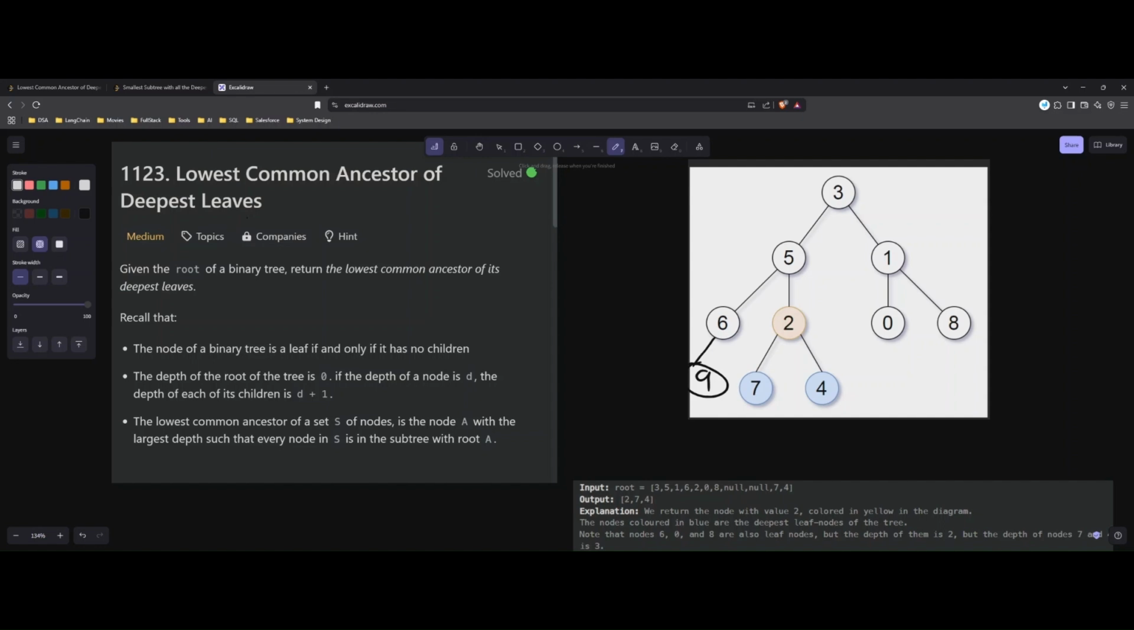Suppose it had value 9. Now I'll draw the levels. So this would be level 0, level 1, level 2, and this would be level 3. Okay. Now let's talk about the ancestors again. The common ancestor for this one should be 2, right? And for this one, the common ancestor would be, I think, 6, right? Because we have another level, that is level 3. So it has the deepest leaf.